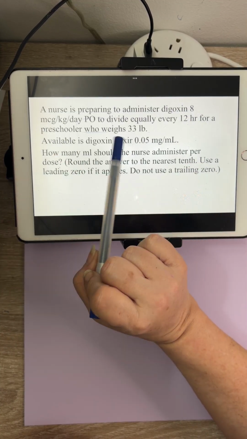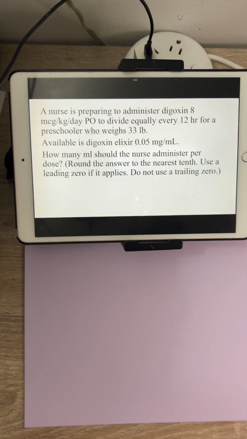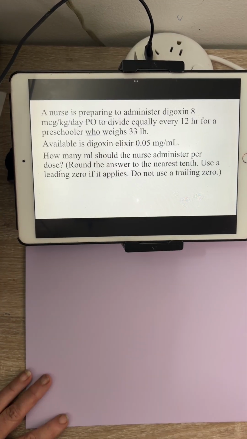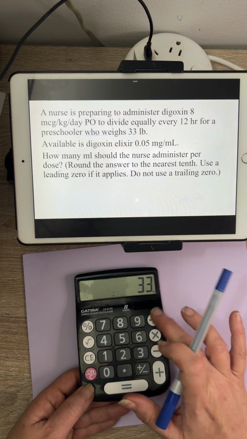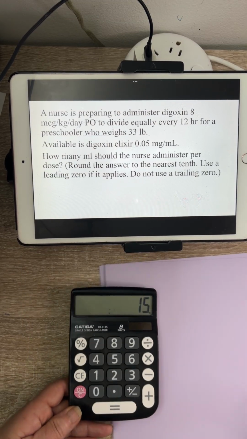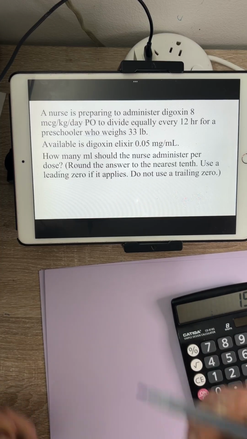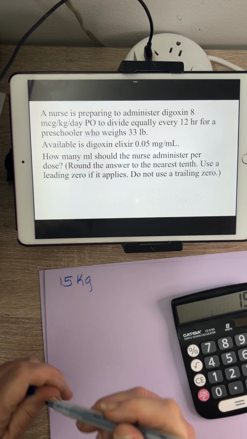When you see that they're not the same last name, know in your heart you're going to have to convert it. But first, we got to convert that weight. So we're going to do 33 divided by 2.2. And that is going to be a solid 15 kilograms. That was sweet of them.